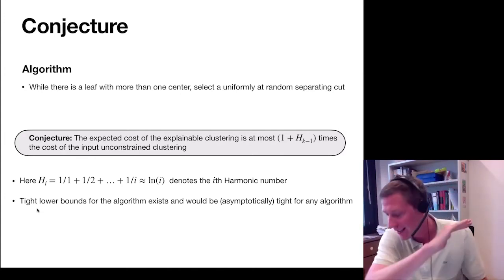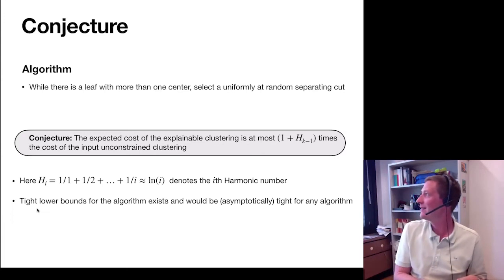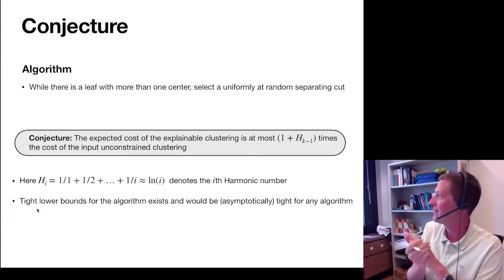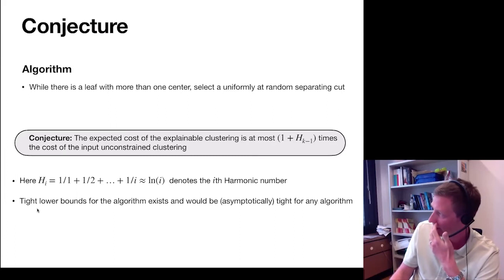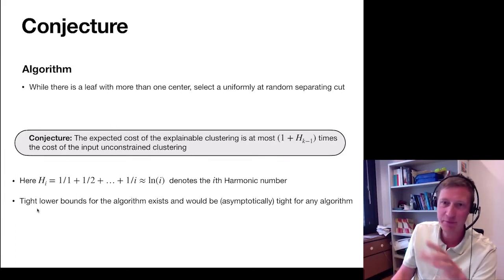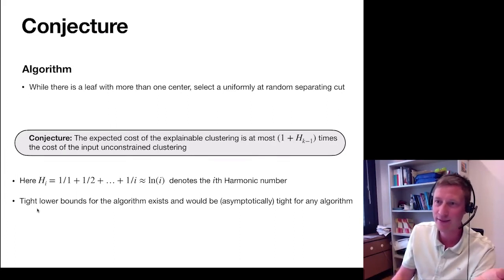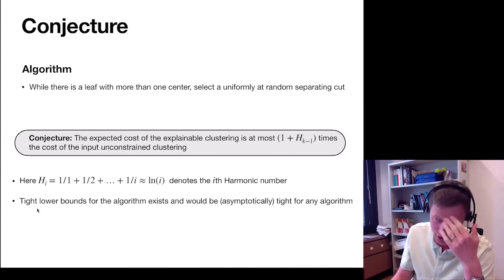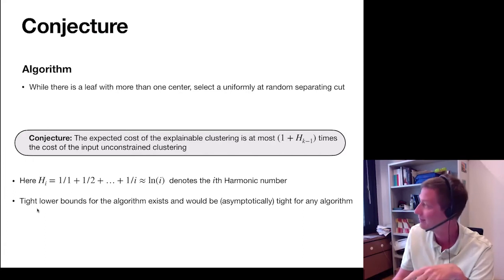So I believe just selecting uniform random cuts will in fact just increase the cost by 1 + H_k - 1. Okay. And let me motivate you as to why I think this is true, because I have a proof for a special case which is nicely connected to balls and bins.